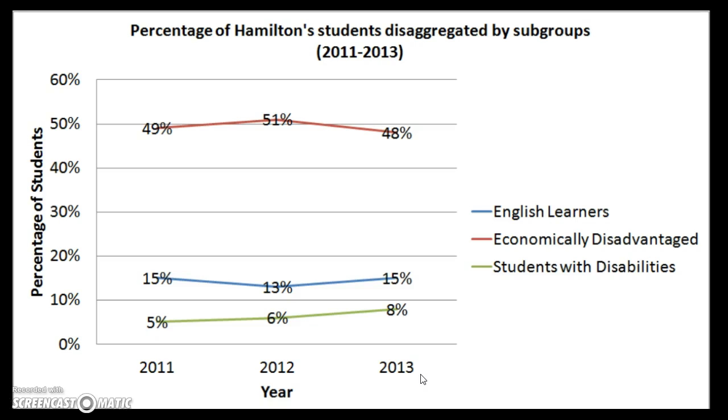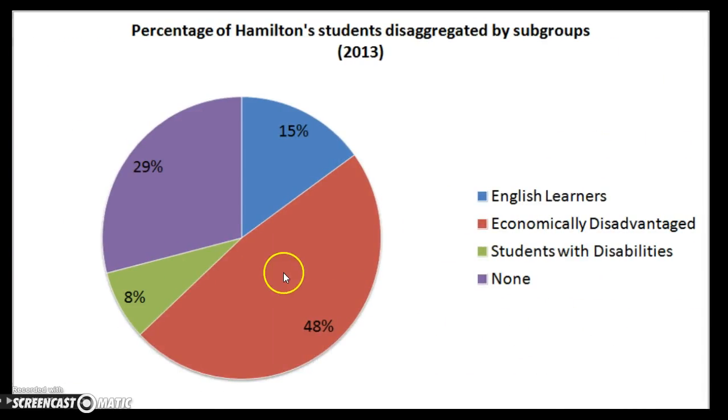So it's very obvious that the majority of our students, or a high percentage of our students, are economically disadvantaged. Even though we have some English learners and students with disabilities, the percentage is not high enough for us to analyze. So we're actually going to focus on looking at the performance of economically disadvantaged students versus those who are not economically disadvantaged. One more time, this is the summary of 2013. We see a lot of students economically disadvantaged, and only 29% of our students do not belong to any subgroup.